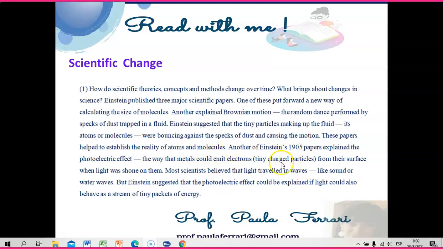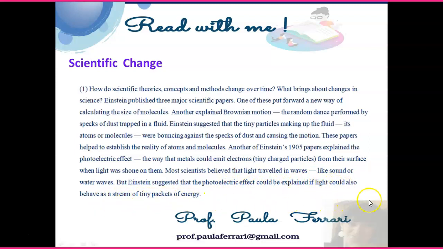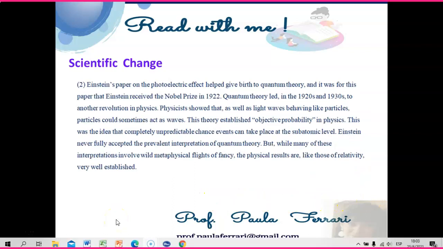Another of Einstein's 1905 papers explained the photoelectric effect, which is the way that metals could emit electrons, tiny charged particles, from their surface when light was shone on them. Most scientists believed that light traveled in waves, like sound or water waves. But Einstein suggested that the photoelectric effect could be explained if light could also behave as a stream of tiny packets of energy. Einstein's paper on the photoelectric effect helped give birth to quantum theory, and it was for this paper that Einstein received the Nobel Prize in 1922.